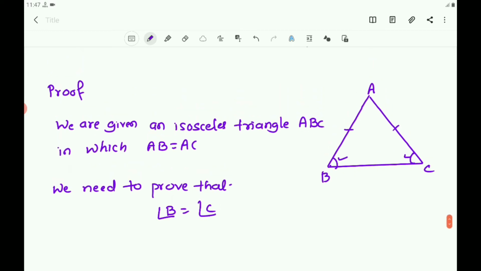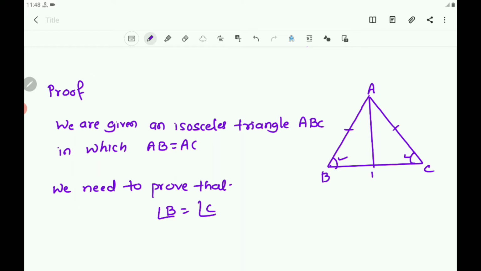Now as I already said, we need two triangles. To have the two triangles, draw the bisector of angle A, and that angle bisector will meet the side BC at some point. You know what is an angle bisector? The line segment which divides the angle into two equal parts is called the angle bisector.